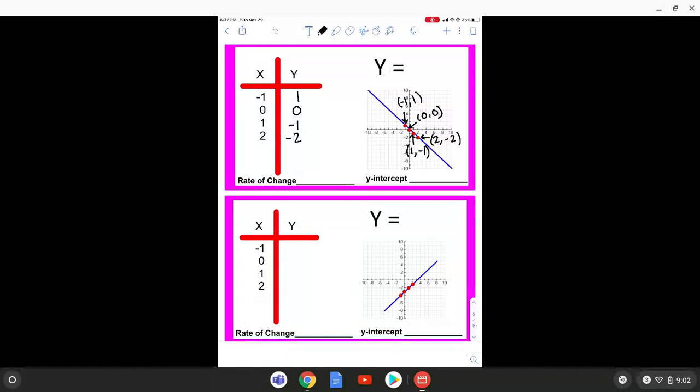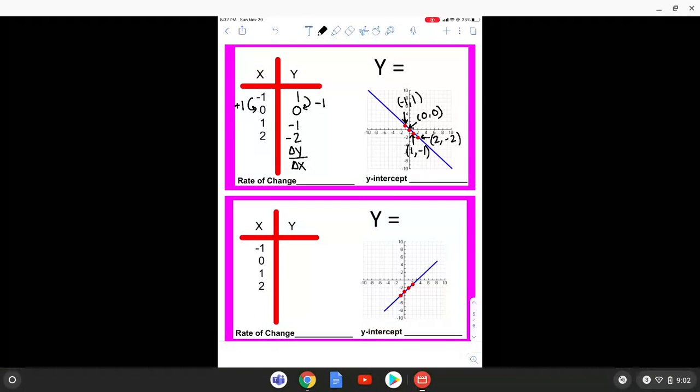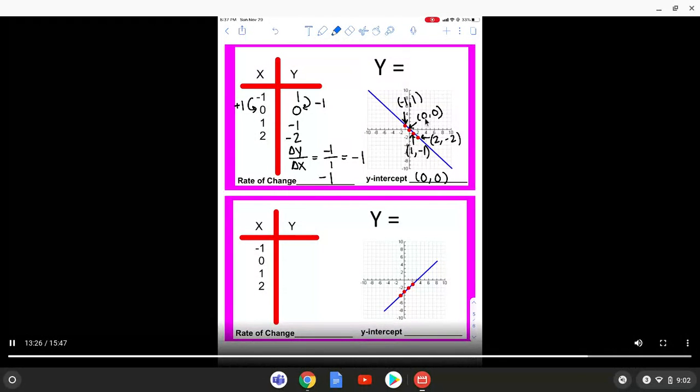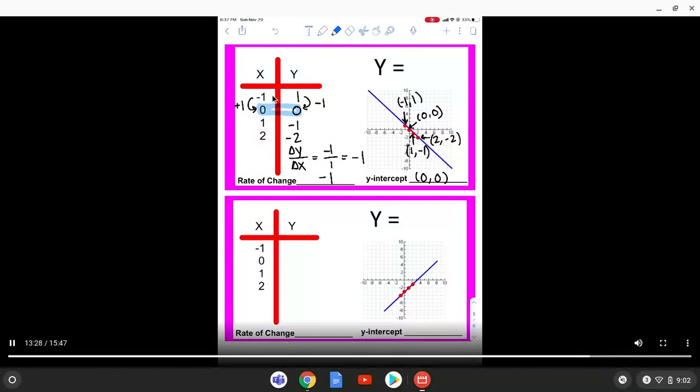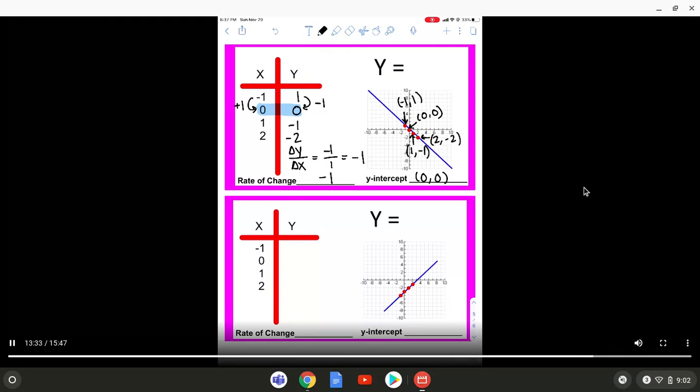So now that I've got those points, what I'm going to do is find my change in x, and I can see that I'm increasing by 1 each time. And then I'm going to find my change in y, and I see that I'm actually decreasing by 1. So I take my change in y over my change in x, which is going to be negative 1 over 1, gives me negative 1. And then I can see right here that when x is 0, y is 0. So my y-intercept is (0, 0).